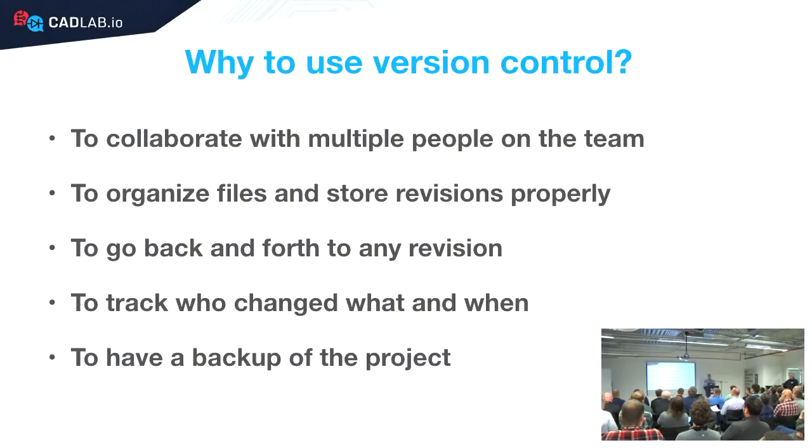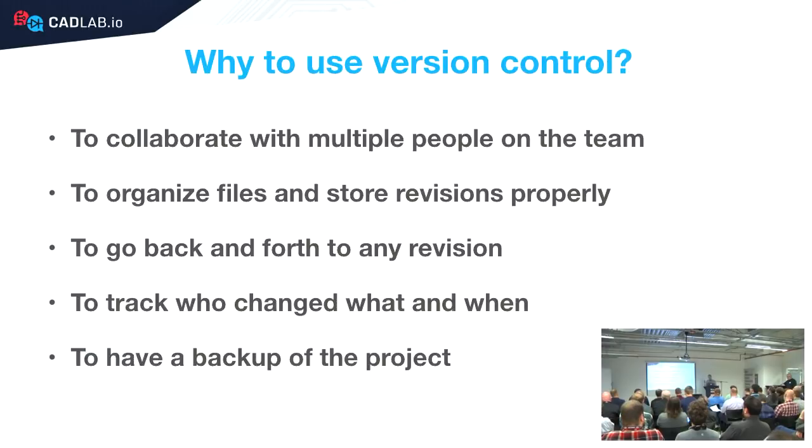So why do we need a version control system in the first place? First of all, to collaborate with other people on the team. If you work without a version control system, everyone on the team needs to track all the changes and manually exchange them somehow, and it's a really error-prone process that will cause you a lot of problems. With a version control system, everything is done automatically for you. The system just tracks all the files you edit, delete, or modify, and allows you to synchronize them between team members.